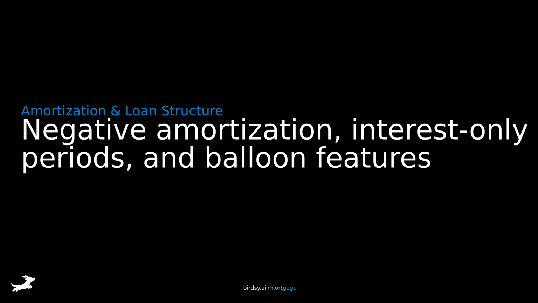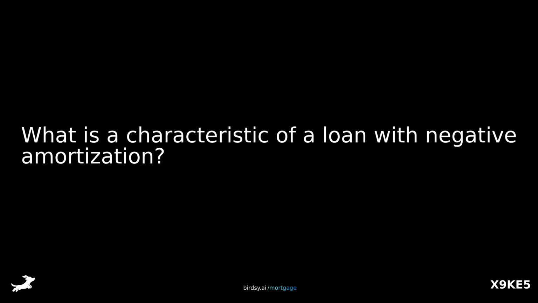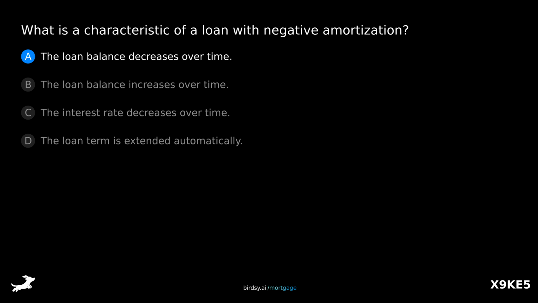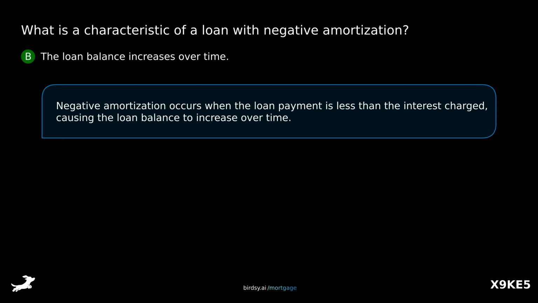Negative amortization, interest-only periods, and balloon features. What is a characteristic of a loan with negative amortization? Is it A. The loan balance decreases over time, B. The loan balance increases over time, C. The interest rate decreases over time, or D. The loan term is extended automatically? The answer is B. The loan balance increases over time. Negative amortization occurs when the loan payment is less than the interest charged, causing the loan balance to increase over time.